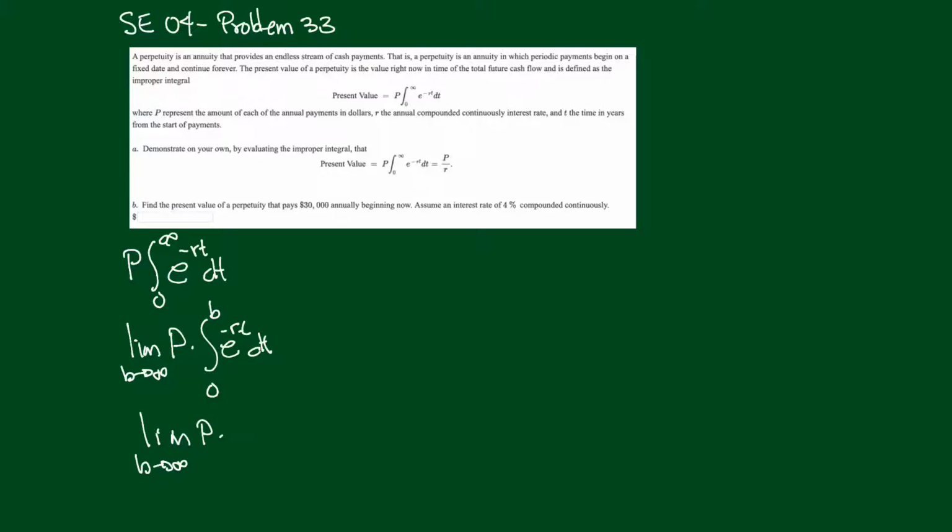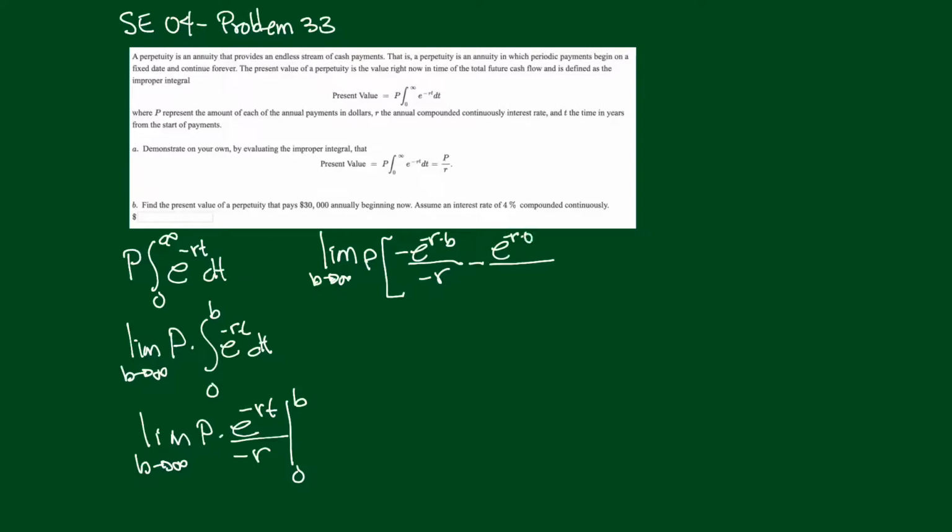Now, what do we get here? It's an exponential, so we get the function itself, e to the negative rt, divided by that negative r, right? Now, be careful. t is the variable, so r is the coefficient. So we just divide by the negative r, and we are going from 0 to b. So we will get the limit as b goes to infinity of P times, all right, put in the upper limit. We'll get negative e to the negative r times b over negative r, minus the lower limit, e to the negative r times 0 over negative r.